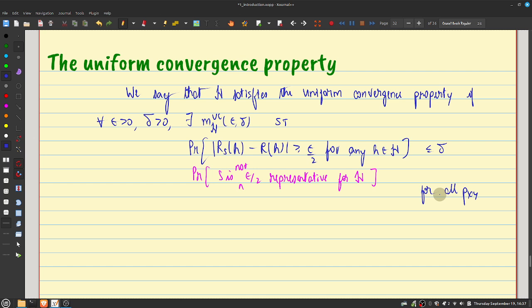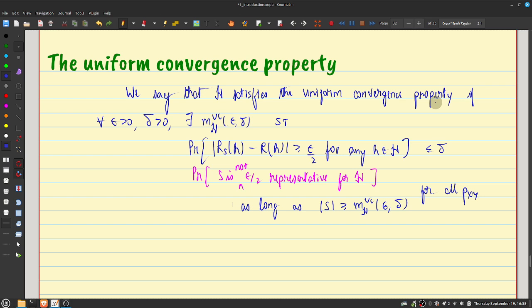Irrespective of what the ground truth is, all I'm saying is that the empirical risk is going to be very close to the generalization error for all hypotheses. This is true as long as the cardinality of S is at least M H UC of epsilon comma delta. It takes as input the hypothesis class, epsilon and delta, and outputs some positive integer. It depends on the hypothesis class, because I'm not saying that H is even finite. So if H has this property, then it's said to satisfy the uniform convergence property.